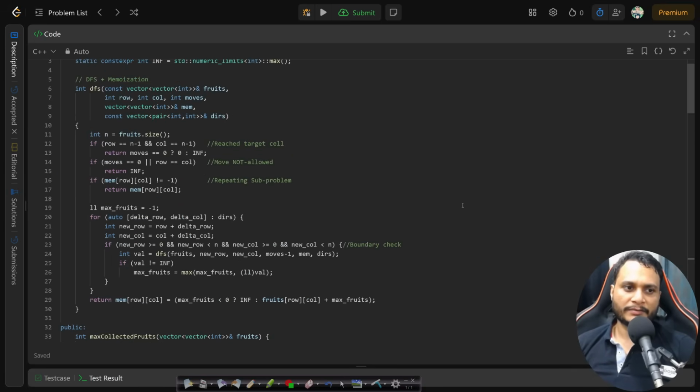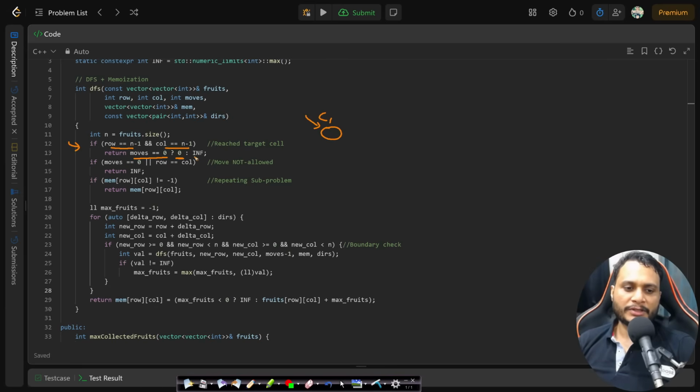If you look at the DFS function, where we are using recursion plus memoization, we will be taking the fruits matrix, then the row and column where we are present, the number of moves that we still have to make, then the memoization table and the directions array. Now you already know that if we have reached the last cell, then we will be checking if the moves are 0, then that means we have successfully reached by making n minus 1 number of moves, and we will be returning 0 because the last cell was already collected by C1.